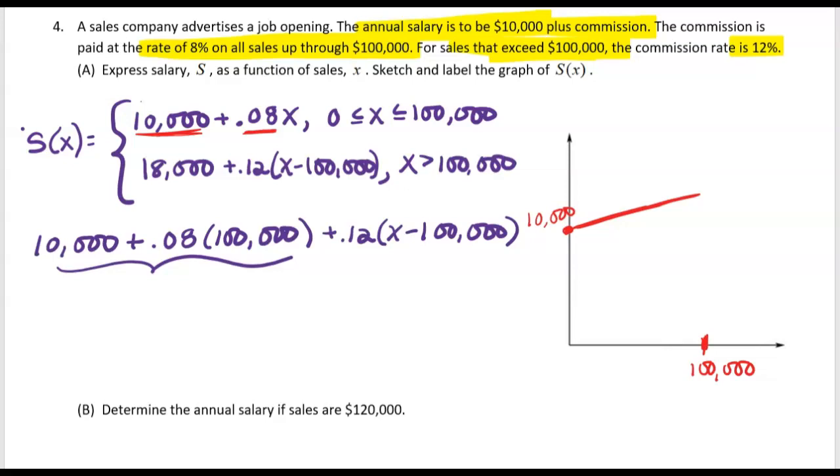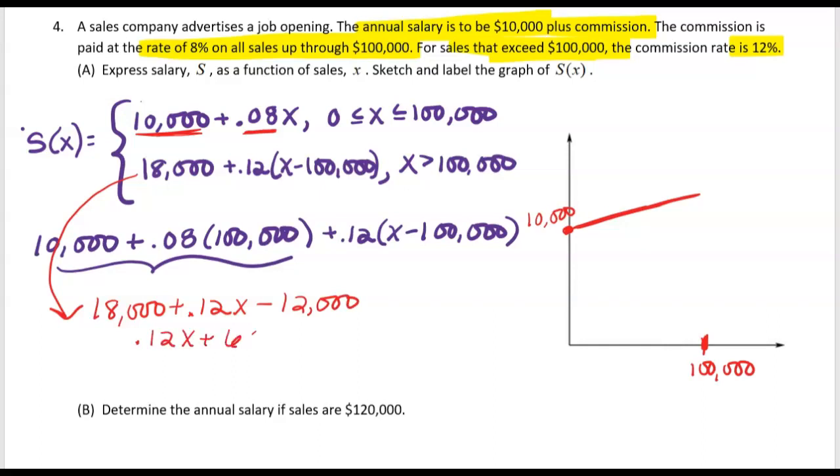Then for the second part of the graph, we actually need to clean this up a little bit. So I'm going to come down here and distribute the 0.12, and then combine your like terms. So we would have 0.12x plus 6,000. 6,000 is the y-intercept. 0.12 is the slope.